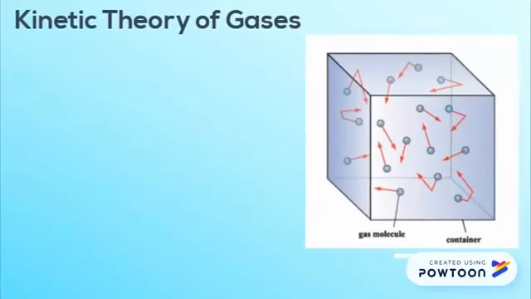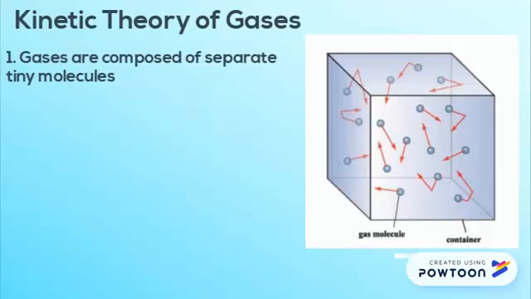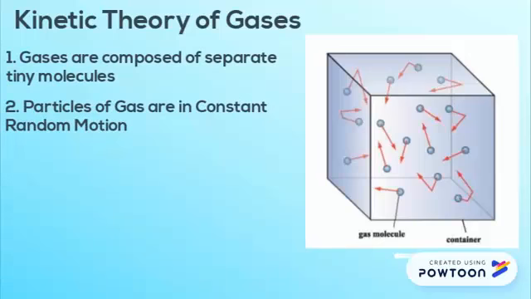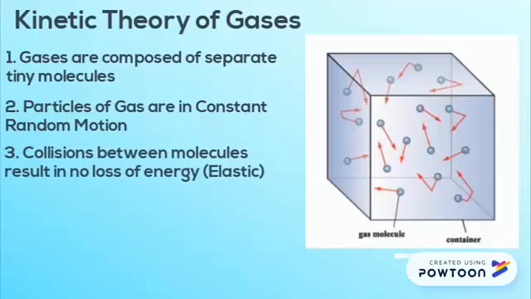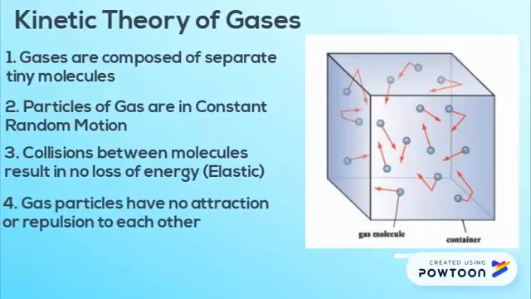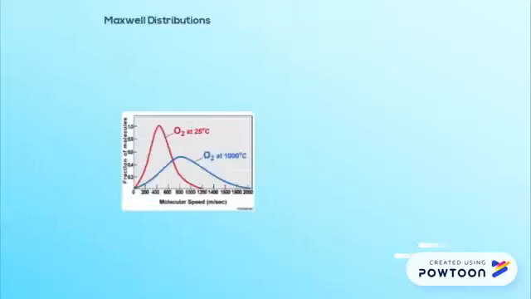The kinetic theory of gases describes how gases behave. First, gases are composed of separate teeny molecules. 2, they are in constant random motion. 3, their collisions between one another result in no loss of energy, meaning they are elastic. And 4, they have no attraction to one another.